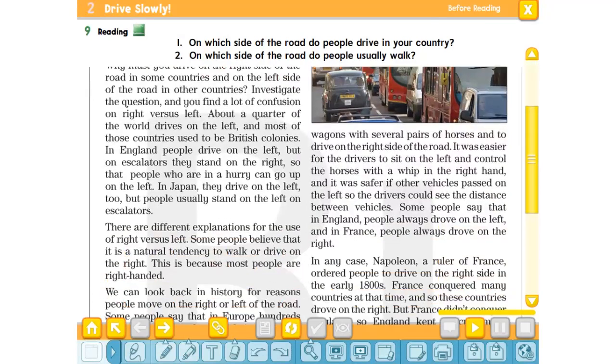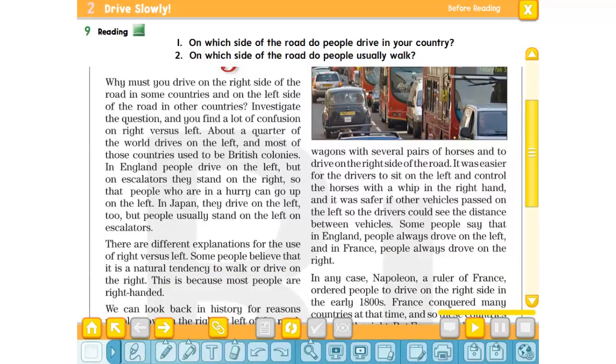Let's listen. Is right right? Why must you drive on the right side of the road in some countries and on the left side of the road in other countries? Investigate the question, and you find a lot of confusion on right versus left.